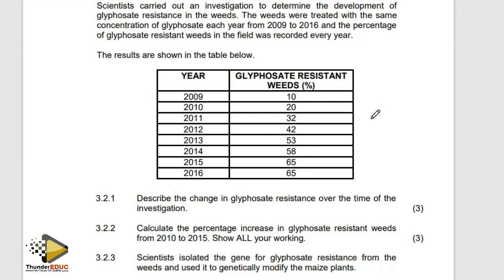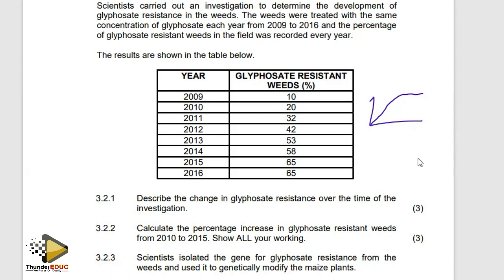It means that here, whenever they ask you to describe, you tell us what is happening, because if you draw this on the graph, not a bar graph, just a normal graph, you will see that it will be continuing, and then it forms something like this. So there is an increase from 2009 to 2015. There is a steady increase in the resistance of the weed to the herbicide, and then it remained constant between 2015 and 2016.